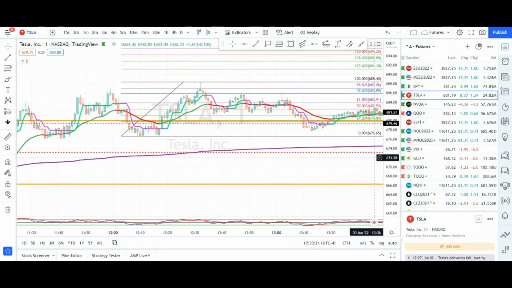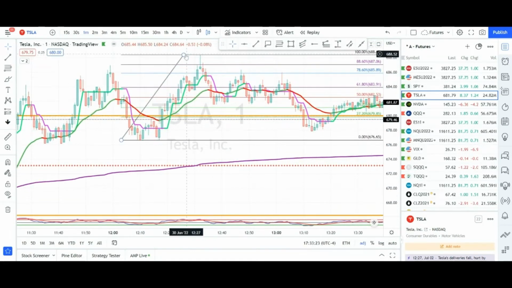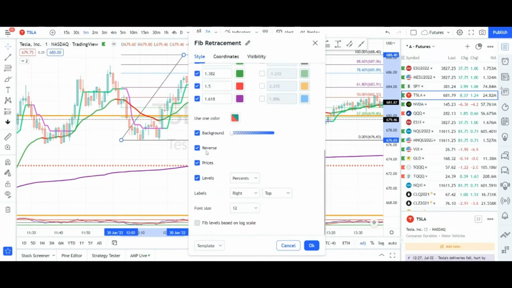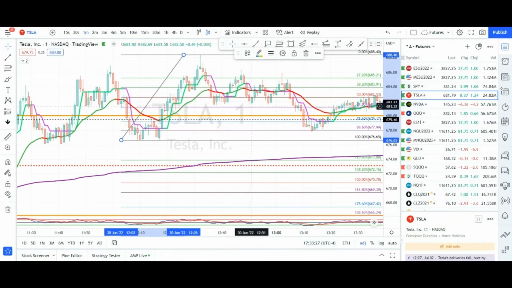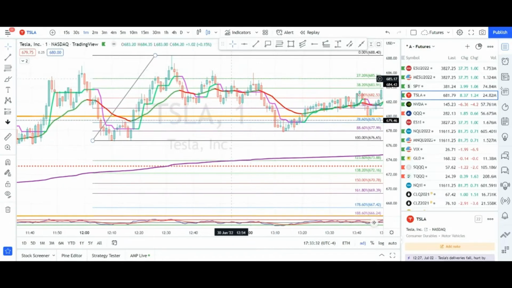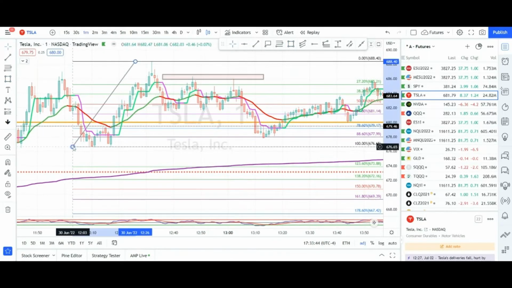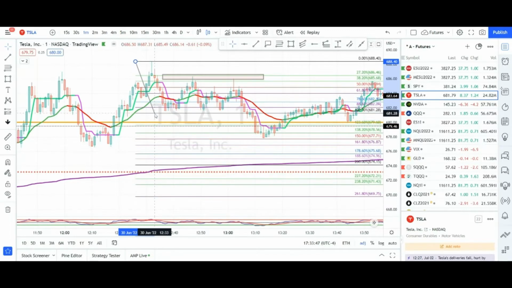So it didn't break 61.8, went back above again. Now it is creating some resistance area at this level. So it needs to break this level. If it will not break, then I want to see the same strategy.